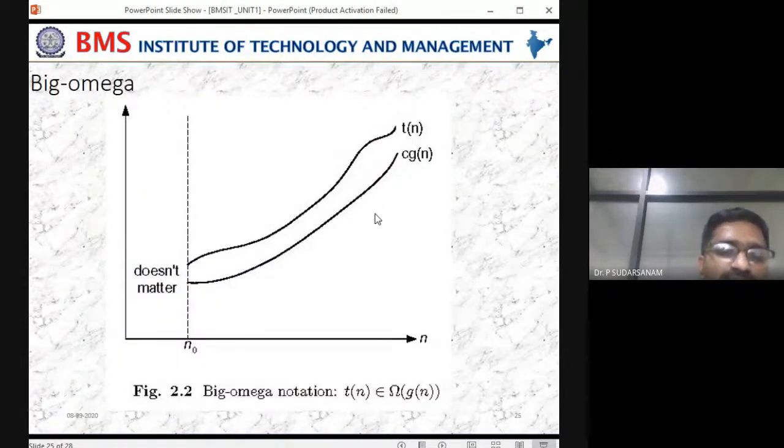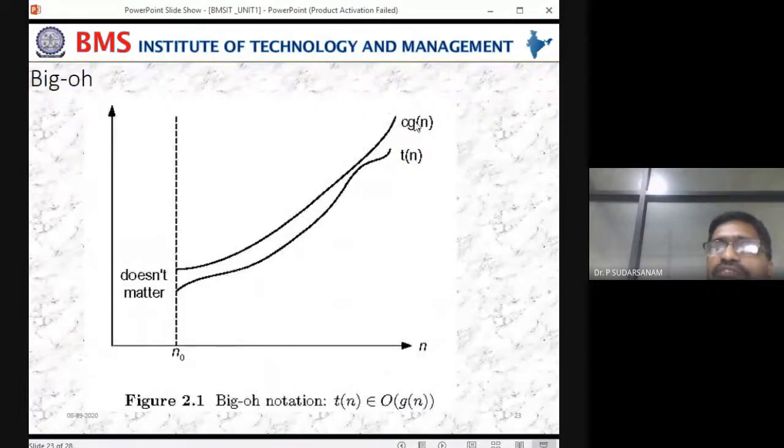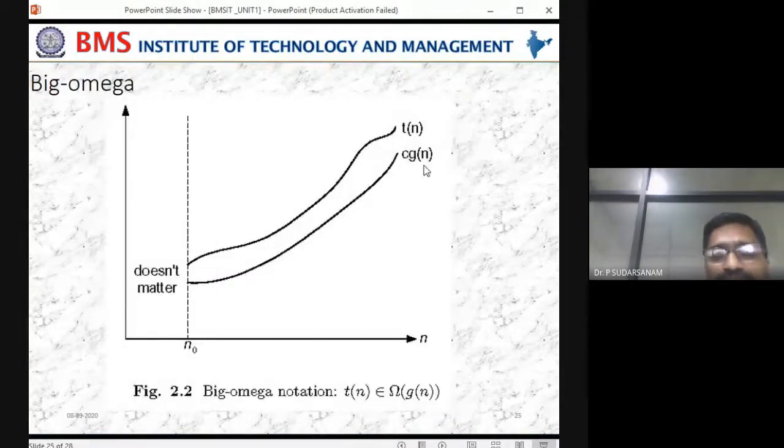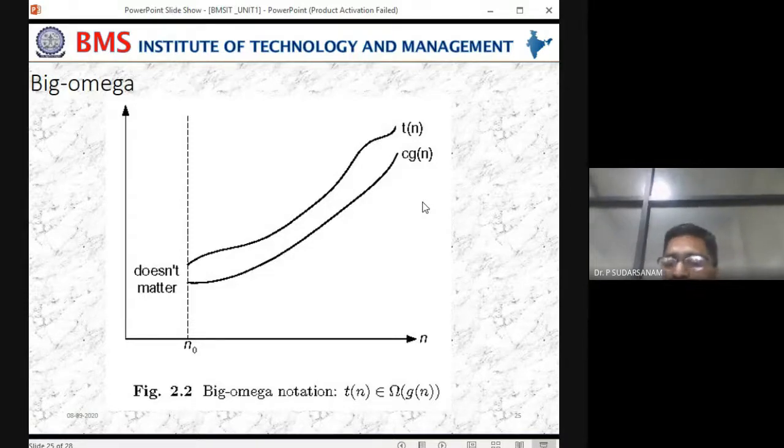Now this is called the big omega. See the previous definition: T of n is below C of g of n, that is the order of g of n. Now in this case, T of n is above and g of n is down. So it is the reverse way. There we wrote less than or equal to. Here we have to write that the function T of n is greater than or equal to c into g of n. That is the definition we have to see here.